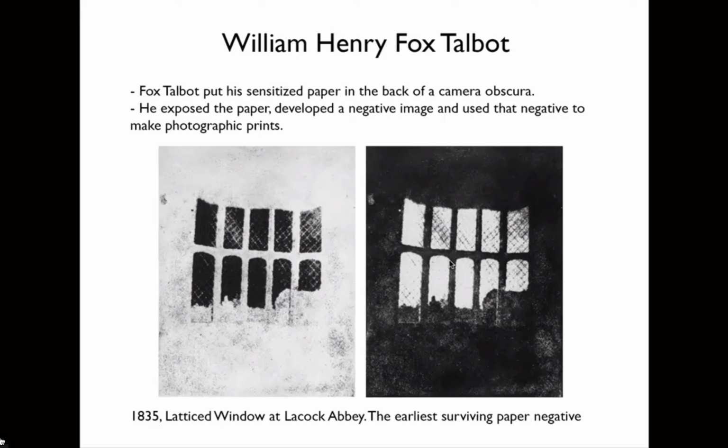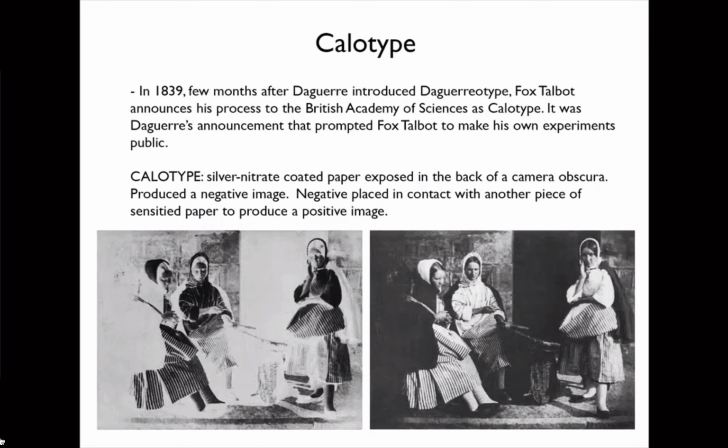Now, this photograph here from 1835 is the earliest surviving paper negative. Again, this is the negative image that he directly got from camera obscura, and this is a positive print that he made from the negative here. And this is the original drawing with the original image that Fox Talbot did.